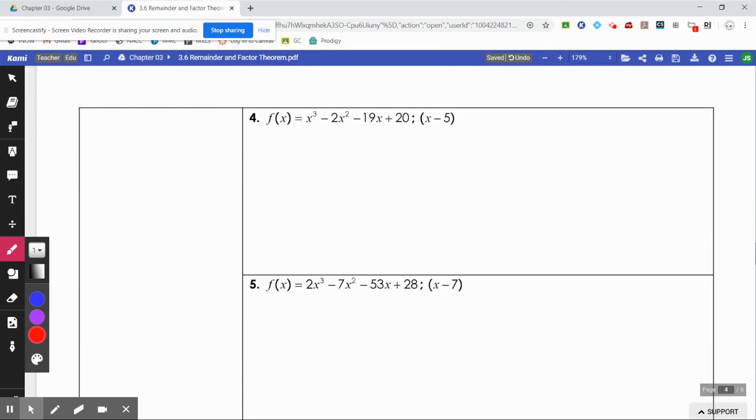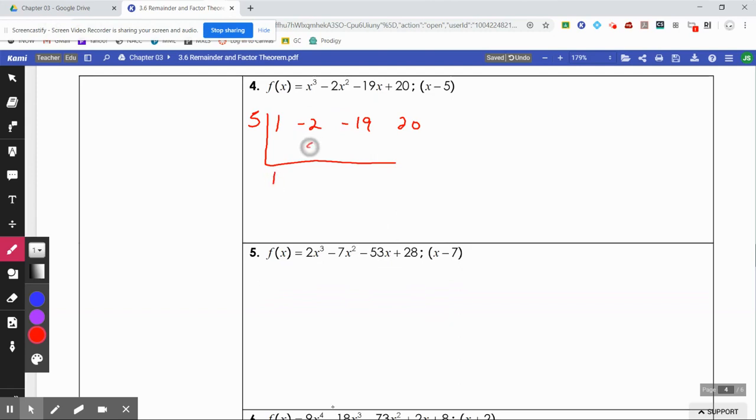Same thing, x minus 5 is a factor, so let's synthetically divide by 5. We've got 1, -2, -19, and 20. Dividing that, bring it down, multiply, add, multiply, -4, -20, 0 remainder. So we've now broken that down into x minus 5 times this, x squared plus 3x minus 4.